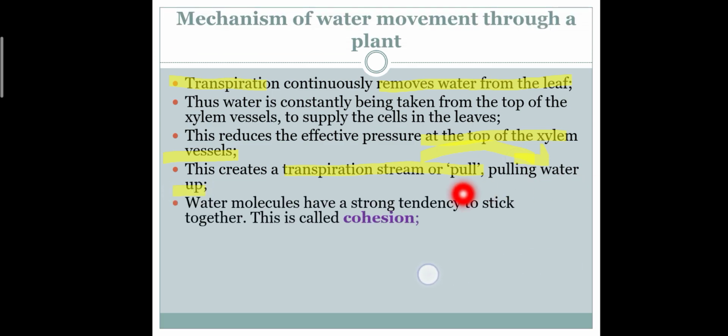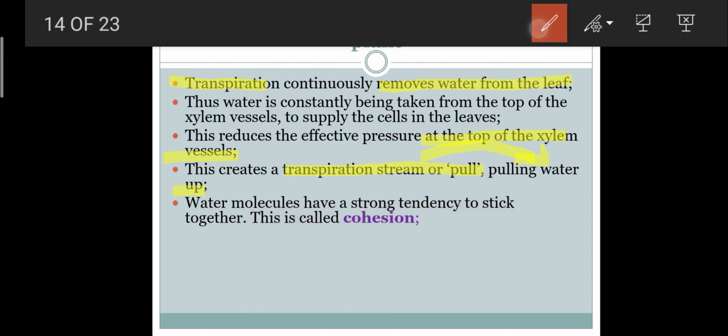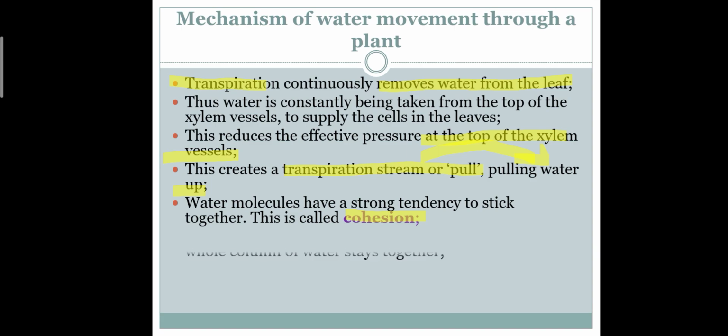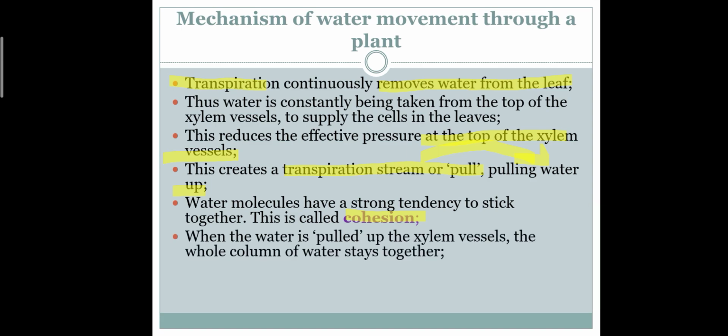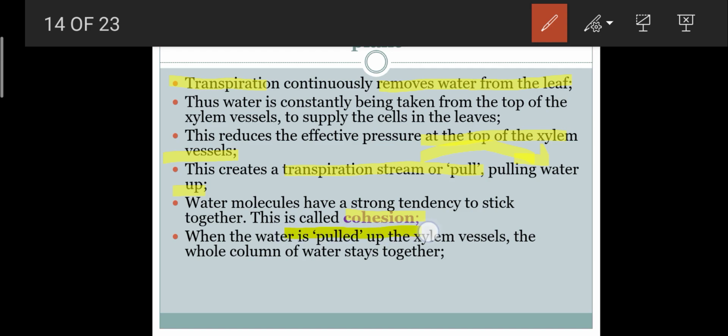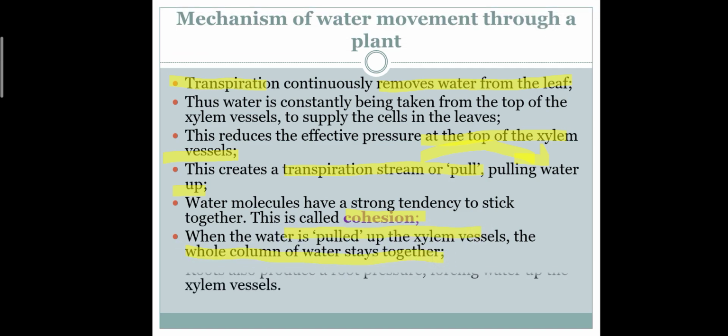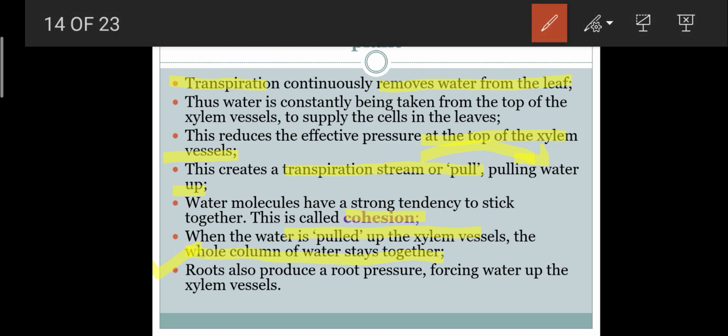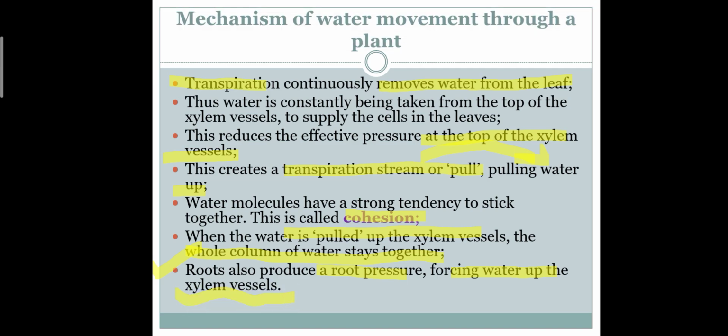Water molecules have a strong tendency to stick together. This is called cohesion. When the water is pulled up the xylem vessels, the whole column of water stays together. Roots also produce a root pressure, forcing water up the xylem vessels. So this is the mechanism of water movement through a plant.